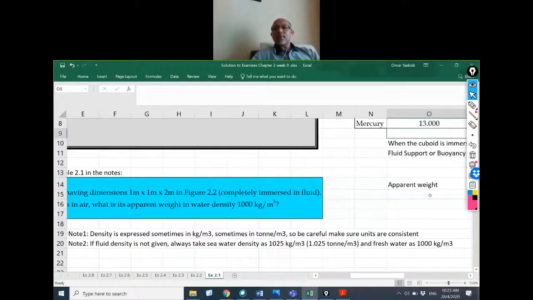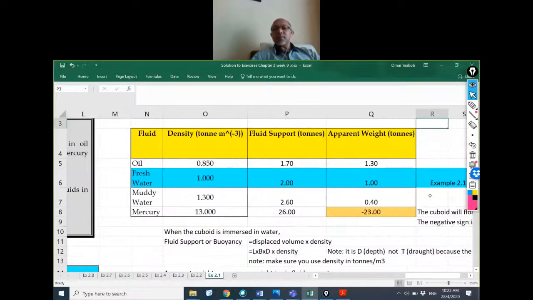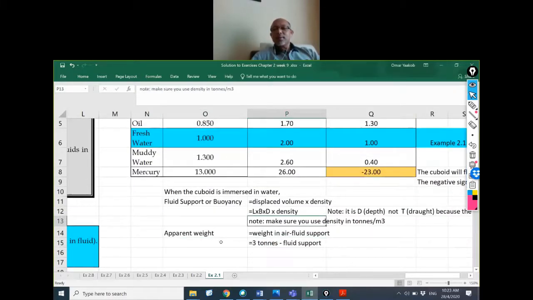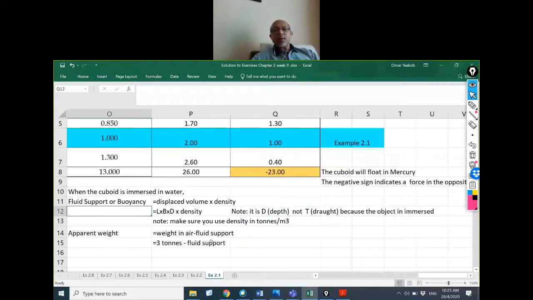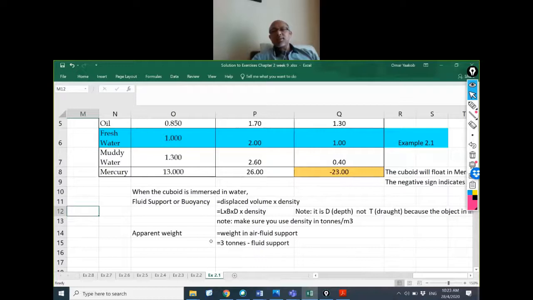So how to solve that? It's given here. So the example 2.1 has been calculated. So this is the results. Yeah, you calculate the fluid support or the buoyancy, right? And in this case, since it is fully immersed, the total volume is based on L times B times D. Yeah, because the object is fully immersed. But when it is a floating object, remember, do not use D. In this case, we use D only because it is immersed. So the total displaced volume is L times B times D of the box.